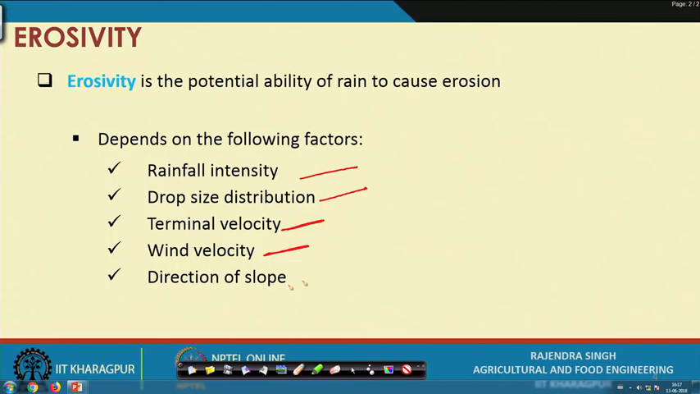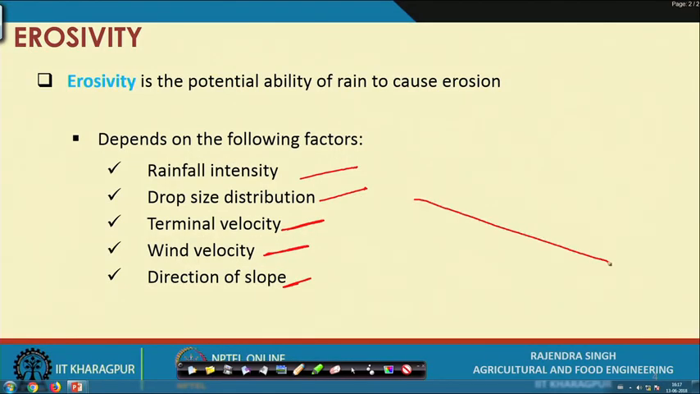Then of course, the direction of slope will have the same impact. If the soil surface is sloping and the rainfall is vertical, then obviously the detached soil particles will move much farther down the slope as compared to up the slope. So, these are some of the factors on which erosivity primarily depends.